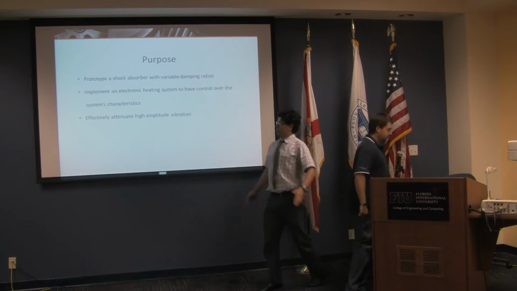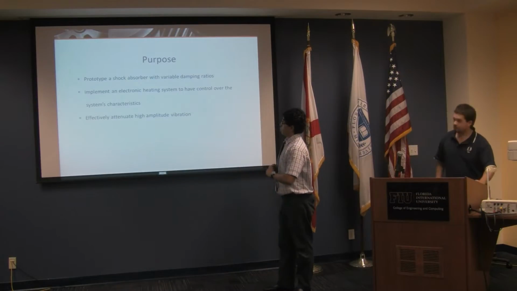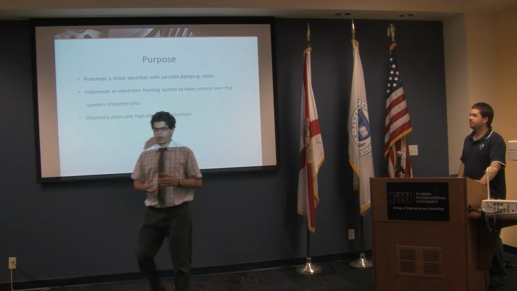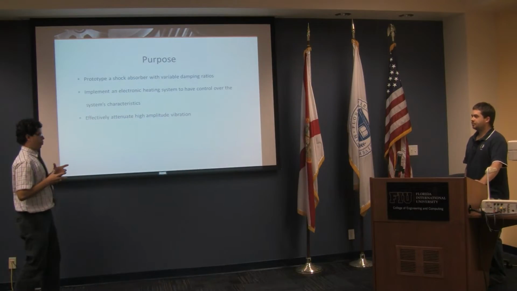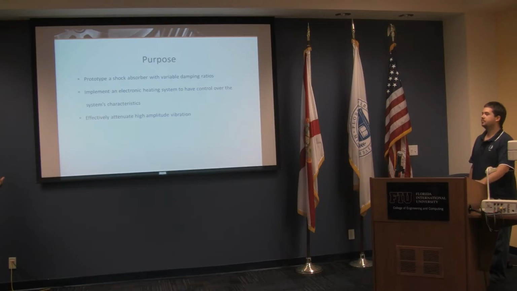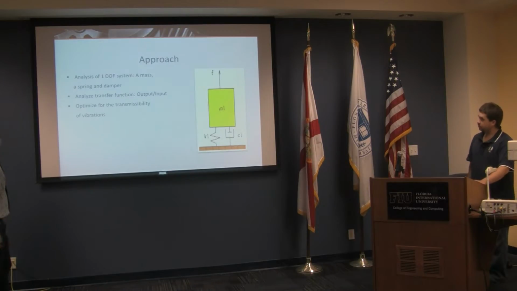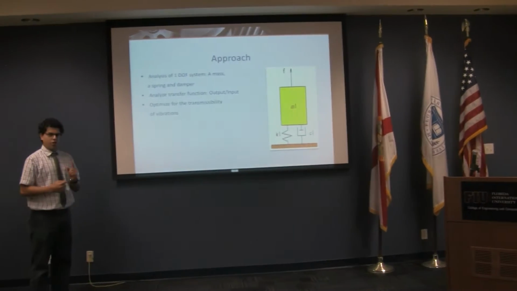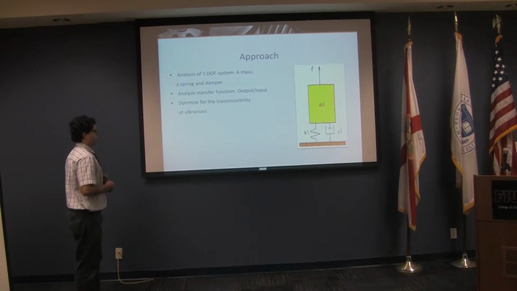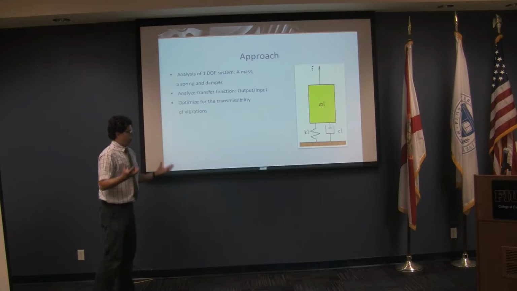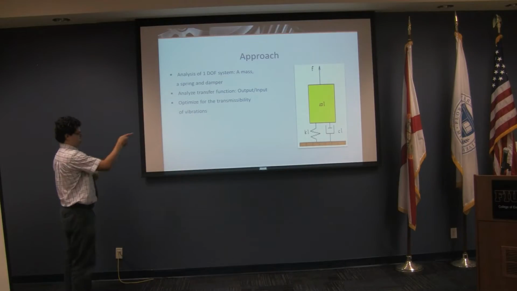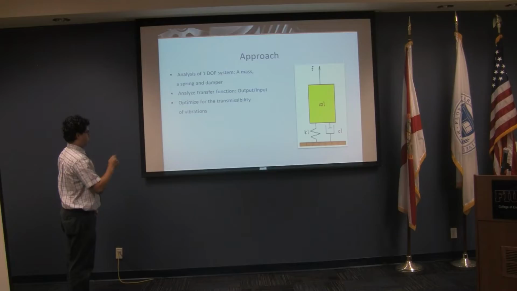The purpose of this prototype is to create a variable absorber which can change the damping ratio by changing the temperature. What we want is to change the characteristics of the system and effectively attenuate high amplitude vibrations. We want to approach a 1 degree of freedom system, which will consist of 1 spring, the damper, and 1 mass. So we're going to build a prototype that uses this type of analysis.